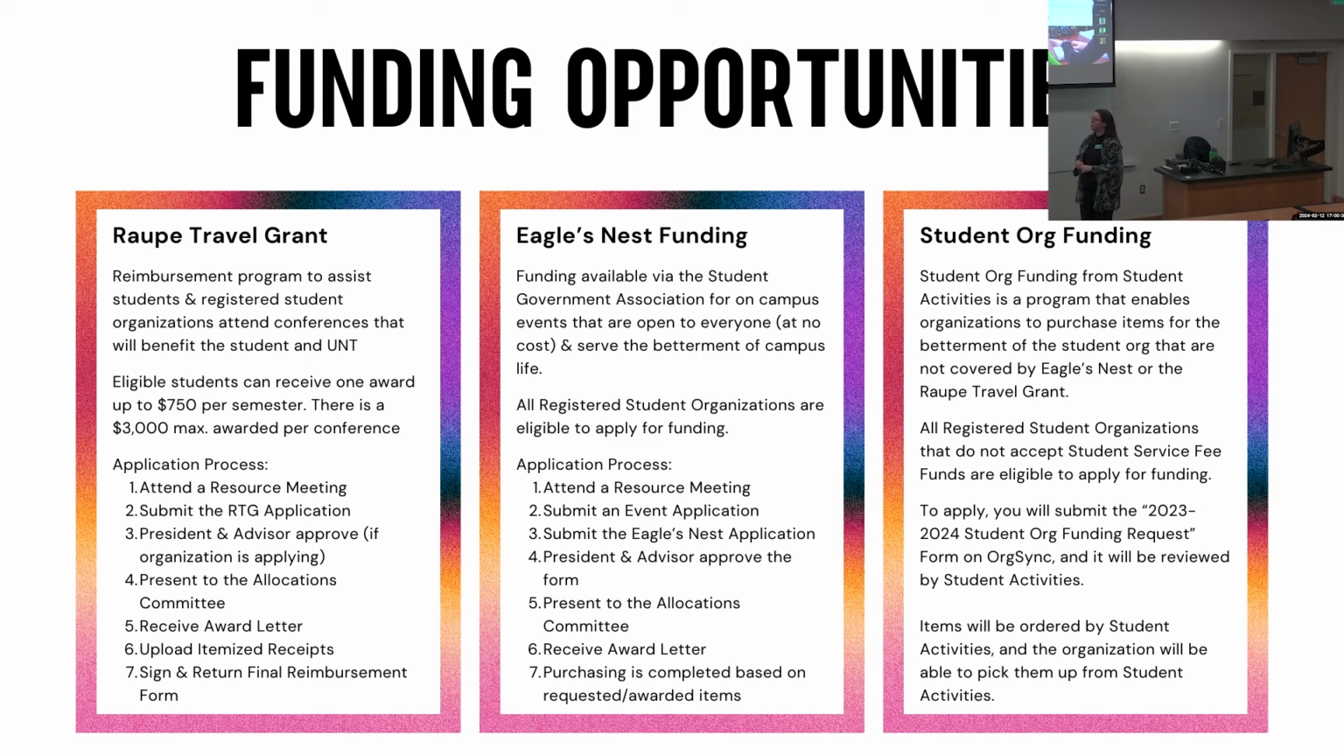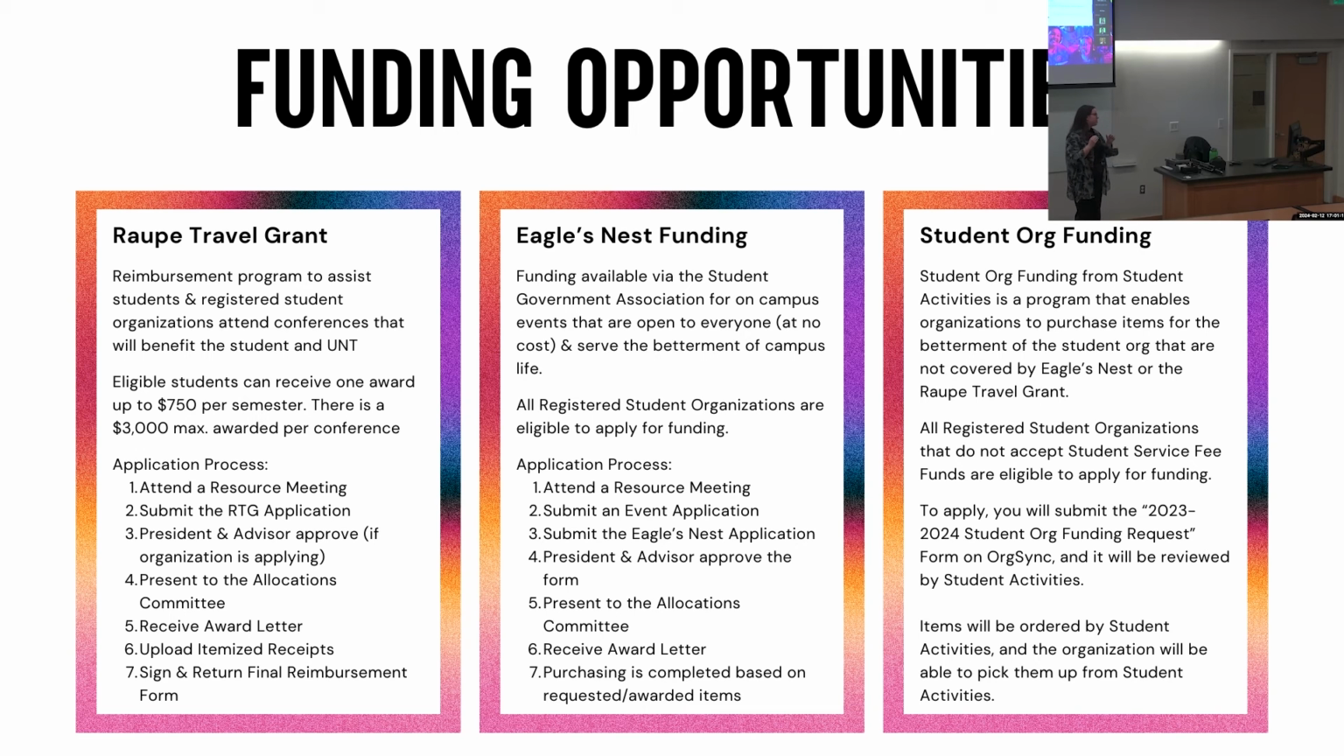The application process for Eagles Nest and the Ralph Travel Grant are relatively similar, so I'll say them both together. Essentially, a student representative from the organization or the individual applying for funding will need to attend a resource meeting. These are currently held on Thursday afternoon. I won't say the exact building number because I might get the numbers wrong, but it's in the language building, I believe. They meet with the director of allocations, and he will go over the entire process from start to finish, how to get that money afterwards, etc.